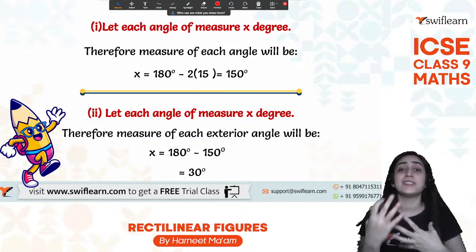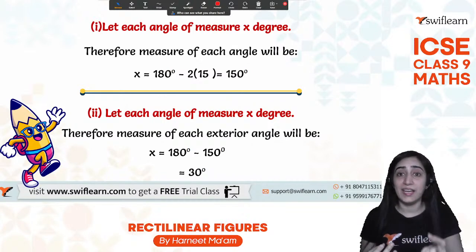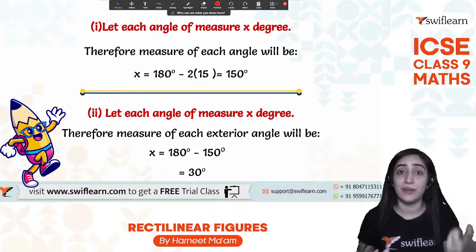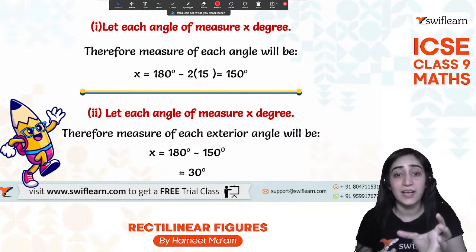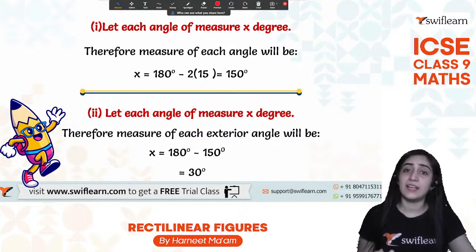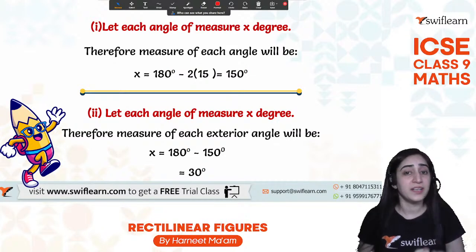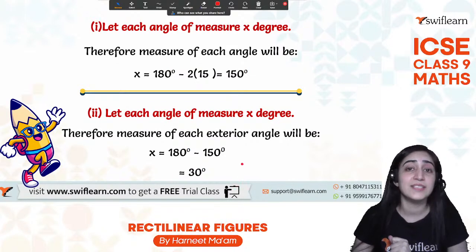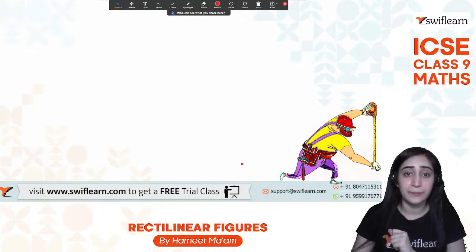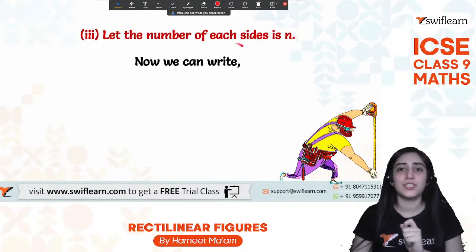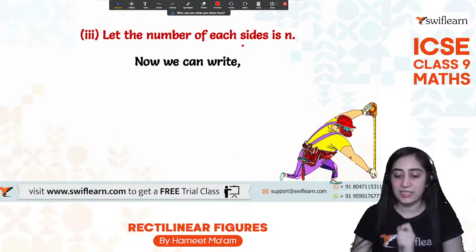All right. So this is how we understand that if one angle is given, we double it and subtract from 180 degrees to get the interior angle. Then from the interior angle we find the exterior angle: subtracting from 180 degrees gives the exterior angle, that is 30 degrees. Moving on to the next one.